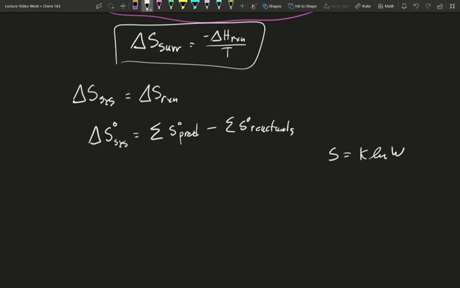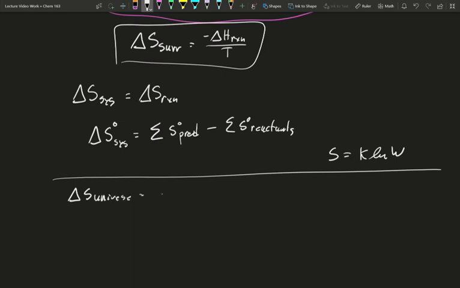How many more or how many fewer microstates, and how distributed will that energy be among them after our reaction is completed? This means that the delta S of the universe is equal to the sum of the entropies of the products minus the sum of the entropies of the reactants plus the negative enthalpy of the reaction over the temp. If we know these values, we can solve for the entropy of the universe. Is a reaction that we want to occur going to occur or not?